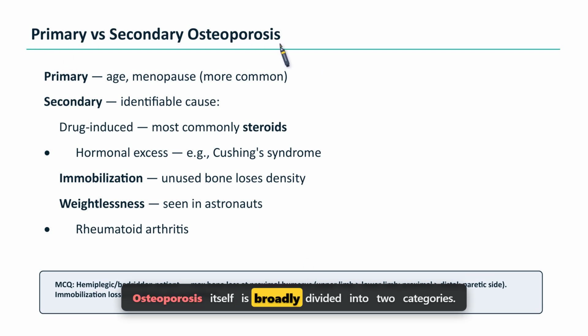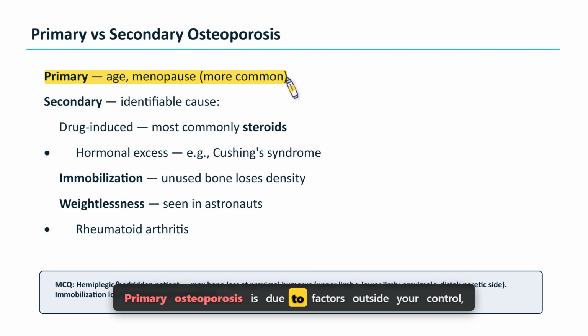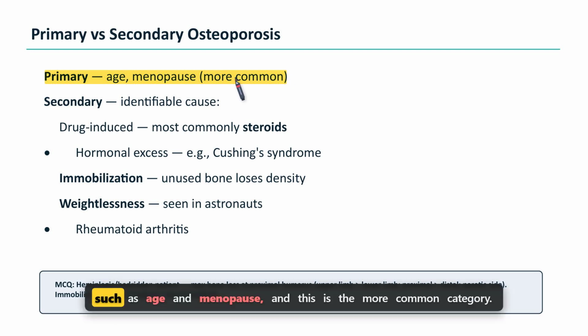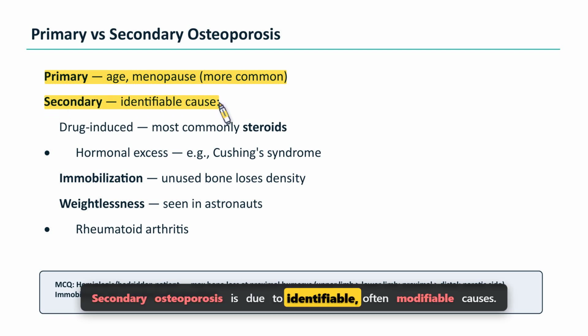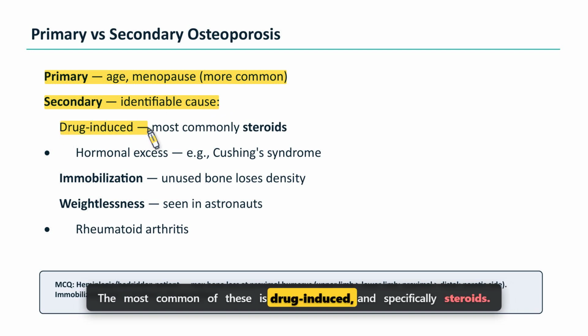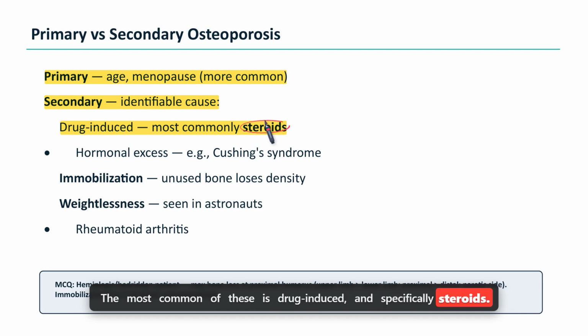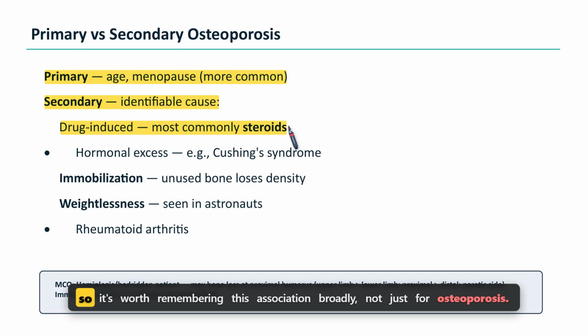Osteoporosis itself is broadly divided into two categories. Primary osteoporosis is due to factors outside your control, such as age and menopause, and this is the more common category. Secondary osteoporosis is due to identifiable, often modifiable causes. The most common of these is drug-induced, and specifically steroids. In fact, steroids are behind the majority of drug-induced problems seen in orthopedics generally, so it's worth remembering this association broadly, not just for osteoporosis.